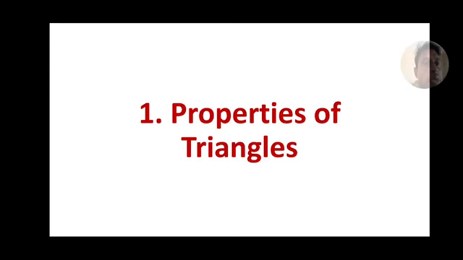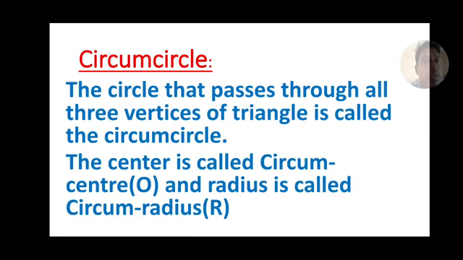Students, today we are going to start a new unit 4. In unit 4 we have a total of 3 chapters. The first chapter is properties of triangles. In today's class we are going to learn the properties of triangles. In this we have only some properties, only formulas, no problems. Before going to the properties, we will learn some concepts.